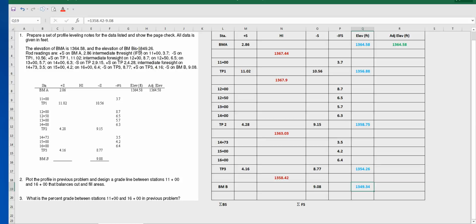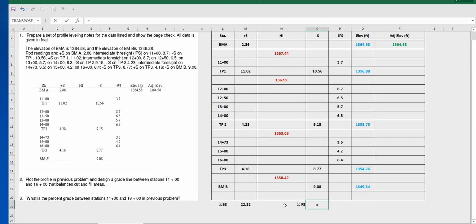The elevation of benchmark B that we have to tie into is 1349.26. Now, these two don't match. So we know that there is an error. Either it's a misclosure or we did a bad page calculation. So let's go ahead and add up. So we're going to say equals 2.86 plus 11.02 plus 4.28 plus 4.16. That's going to give us 22.32. Now I'm going to add up my foresights.